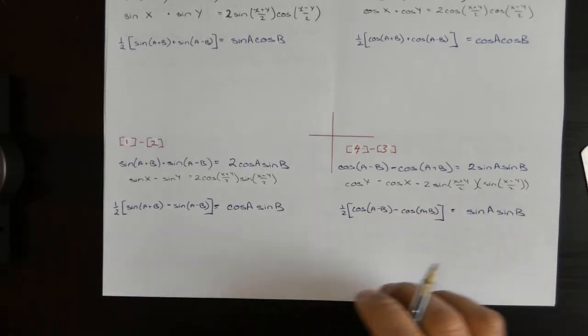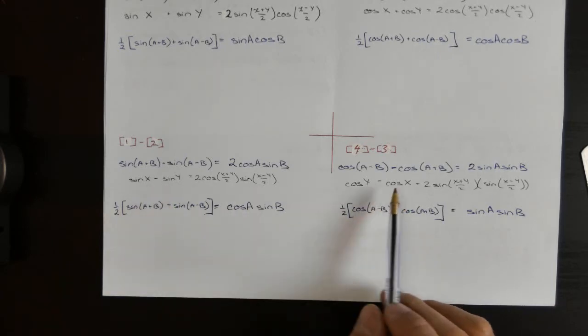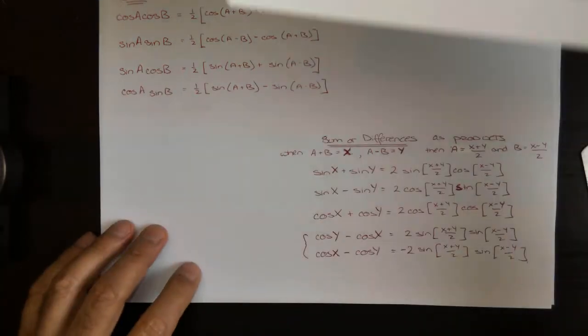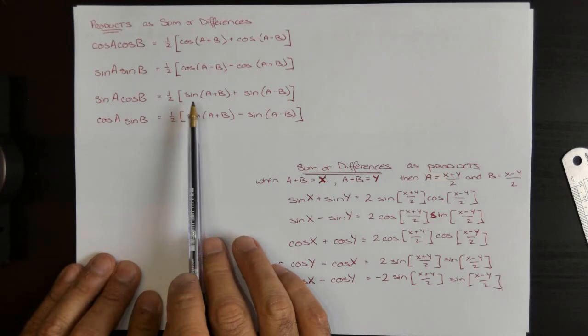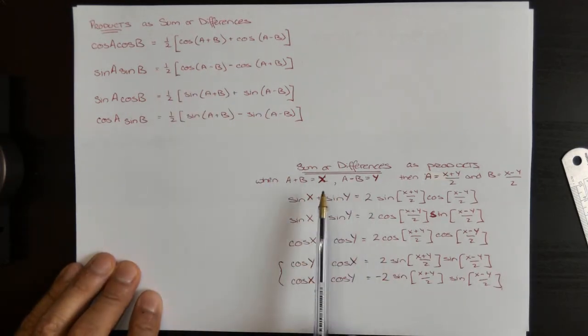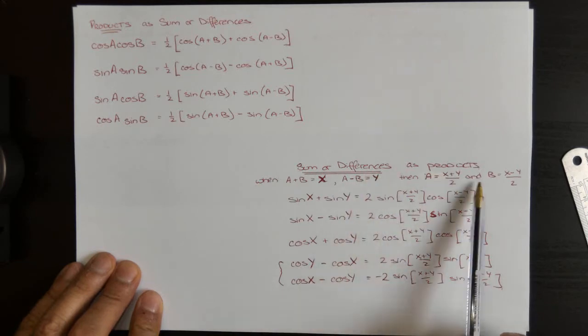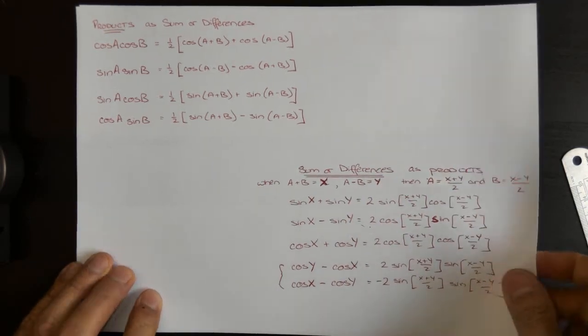Okay, so these are the products, and there's a sum. So we've got the products as sums or differences. Yep, and they're on your formula sheet if you're doing the exam, and the sums or differences as products. Okay, let's do some examples.